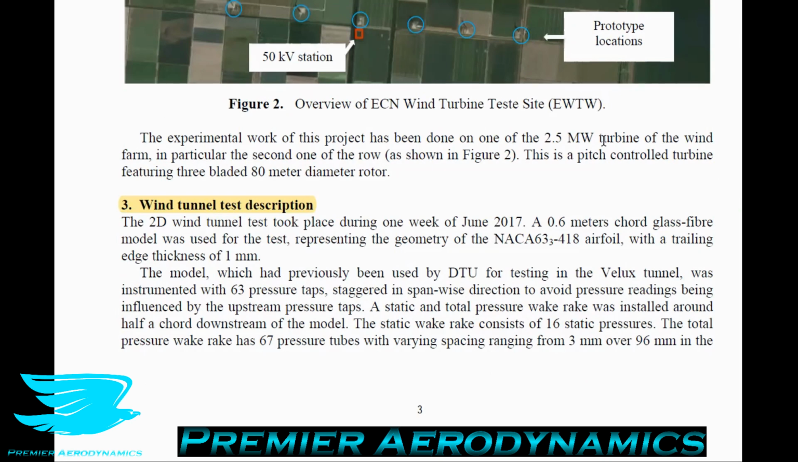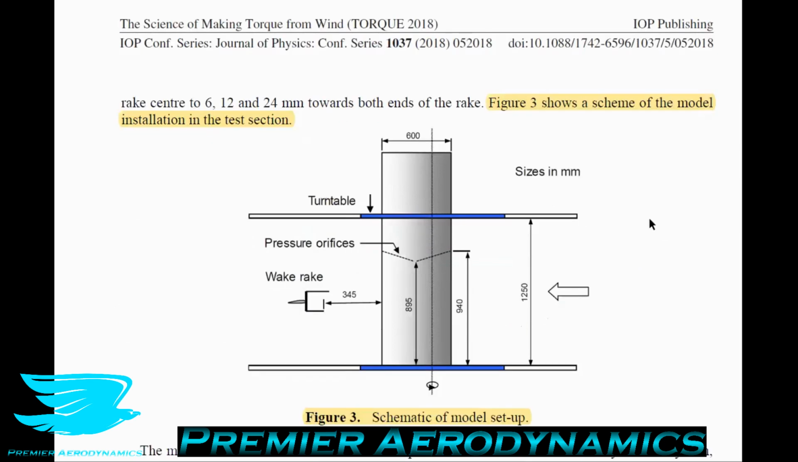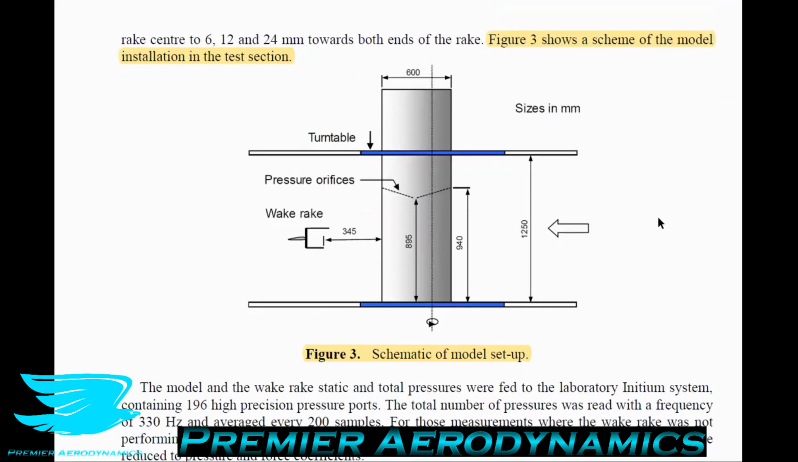So let's talk about the wind tunnel test description. Figure 3 shows a scheme of the model installed in the test section. It shows a cross section of the wind tunnel test section, and they have a wing airfoil going through the entire test section. So there is no wing tip. It goes from one wall to the other. So this is kind of two-dimensional. When there's completely attached flow, this is definitely two-dimensional. When you have separated flow, you could argue that there is some three-dimensionality to the separation, but arguably this is two-dimensional.